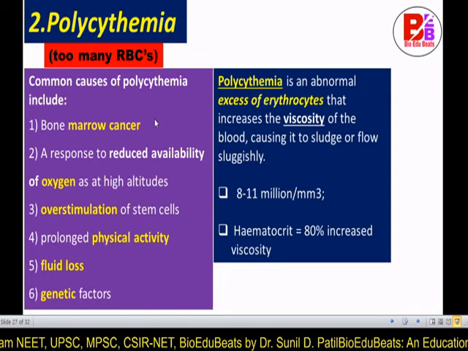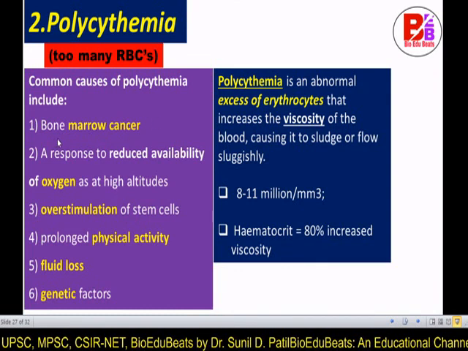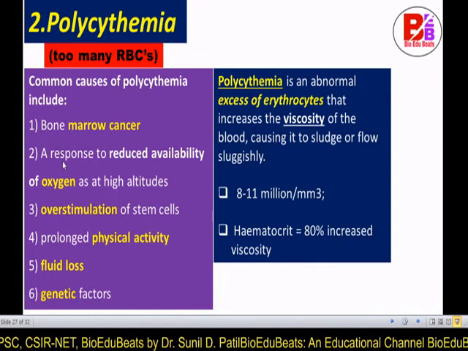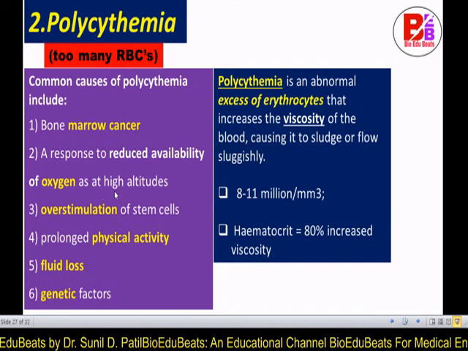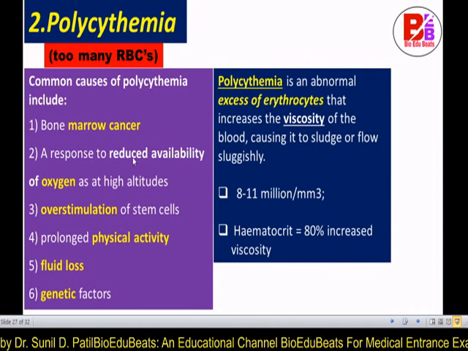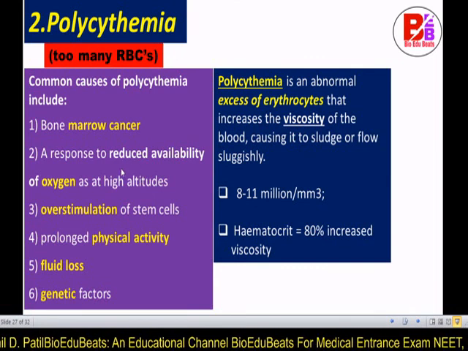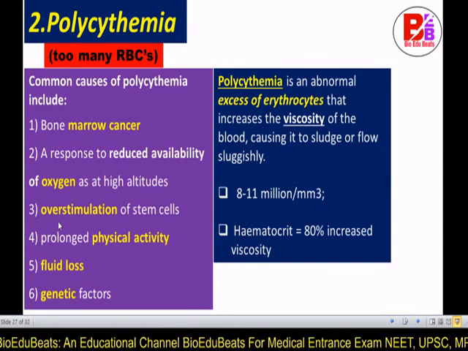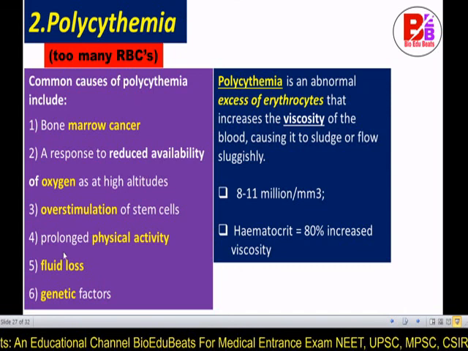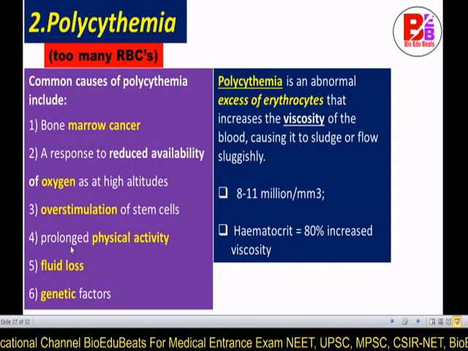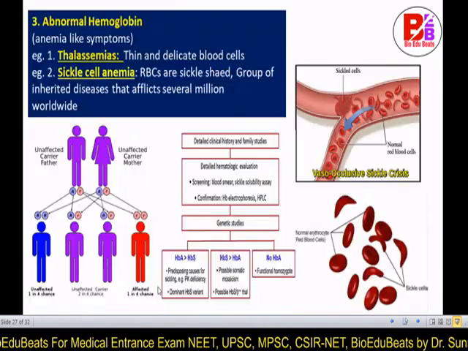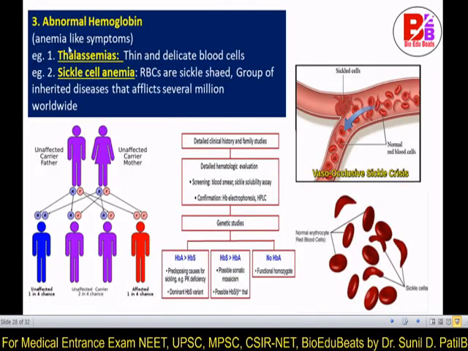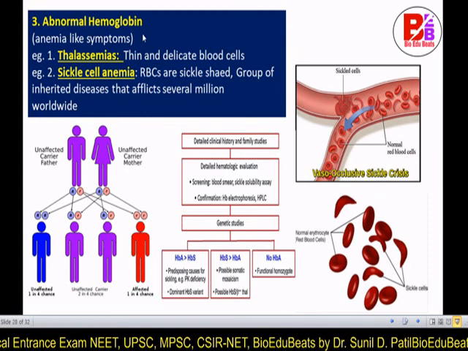The common causes of polycythemia: bone marrow cancer is one cause. A response to the reduced availability of oxygen, as at high altitude, where oxygen availability is decreased. Then overstimulation of the stem cells, meaning overproduction of RBCs, prolonged physical activities, fluid loss, and genetic factors also cause it. The third thing we are going to see is abnormal hemoglobin.